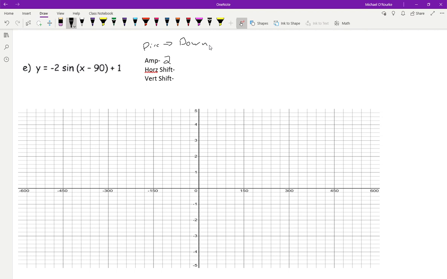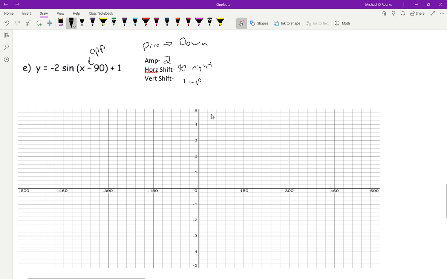Can someone tell me my horizontal? Pardon? No. Horizontal. 90 to the right. Right? Land of opposites. Correct. Then my vertical shift is, what's my vertical shift? 1 up. Good. I always like saying up or down there. You could write +1, -1. That'd be a good way to do it as well.